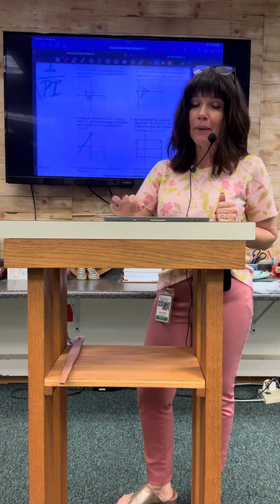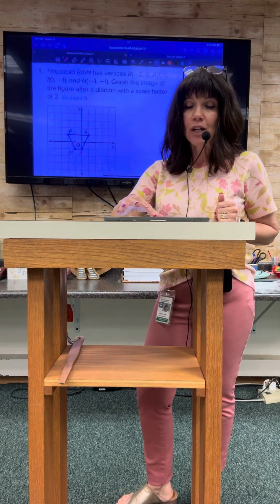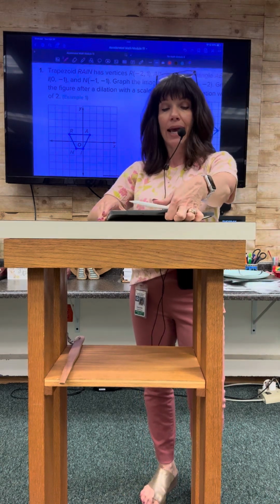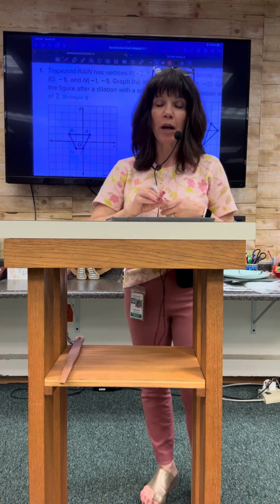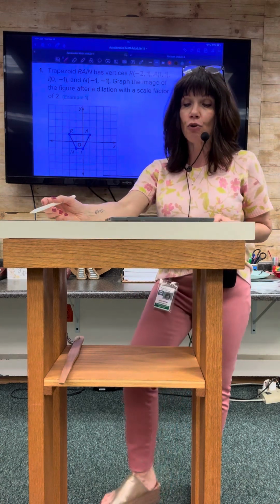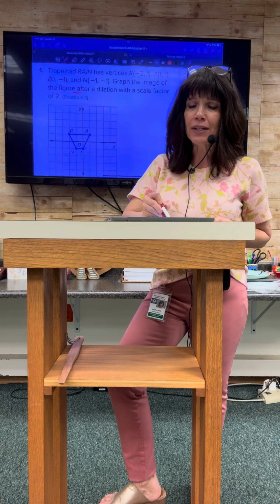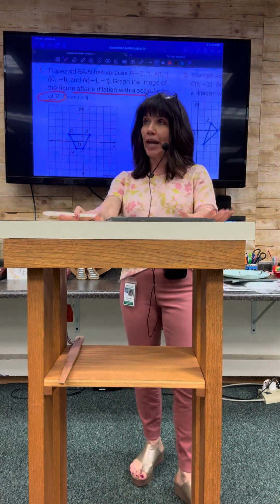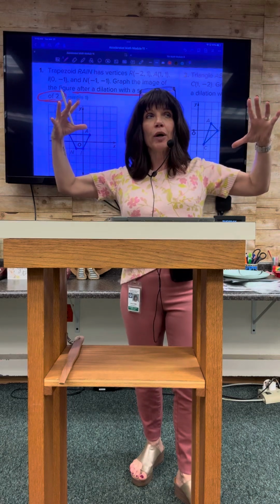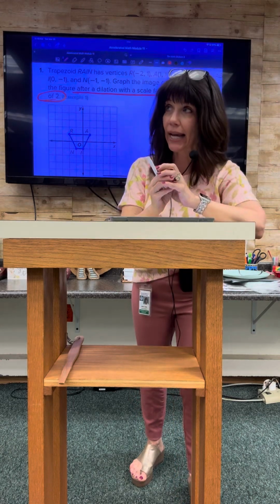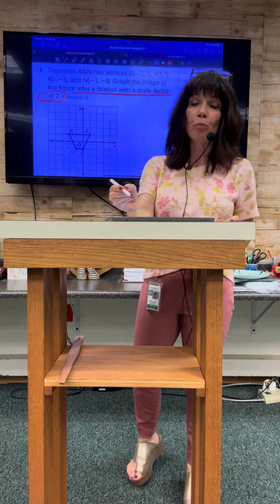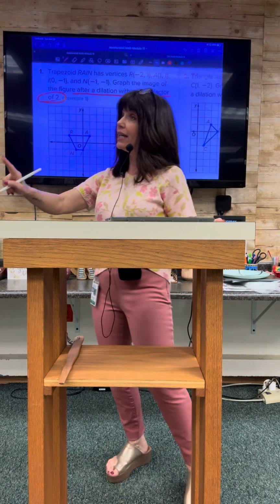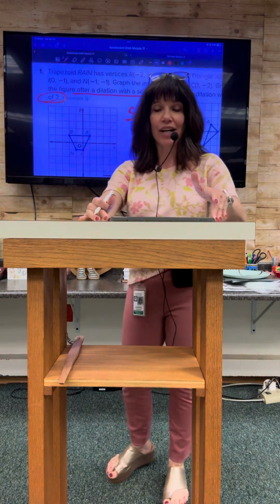Let's go to the very top of this page. Item number 1. Trapezoid RAIN has vertices R, A, I, and N at the ordered pair points they have given you. They ask you to graph the image of the figure after a dilation with a scale factor of 2. So will my new shape be larger or smaller? Larger. How did you know? Because the scale factor is 2, and if it's 2, it is greater than 1. Excellent.